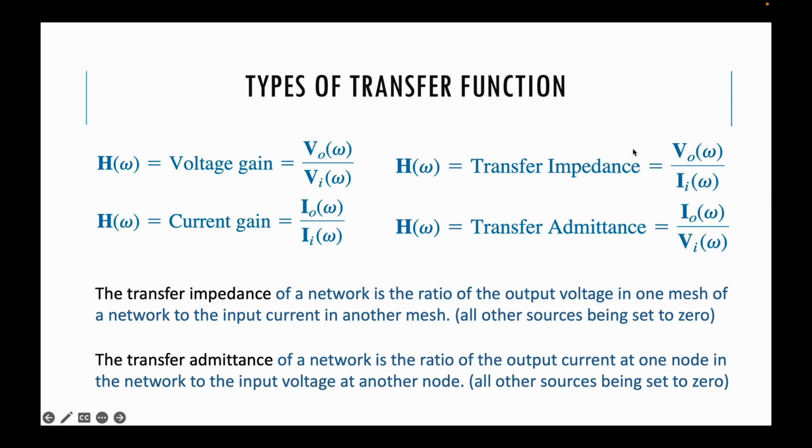The transfer impedance of a network is the ratio of the output voltage in one mesh of a network to the input current in another mesh. So it describes how the voltage of one mesh affects the current through another mesh. The transfer admittance of a network is the ratio of the output current at one node in the network to the input voltage at another node.